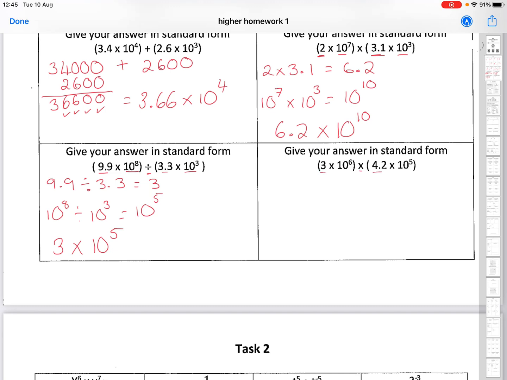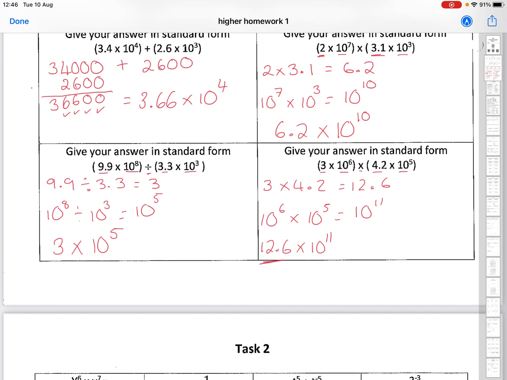Last one, we're multiplying. So we're going to multiply our two numbers. So we're going to do 3 times the 4.2, which is 12.6. Then we're going to multiply our powers. So we've got 10 to the power of 6 times 10 to the power of 5. When we're multiplying, we just add our numbers. So this is going to be 10 to the power of 11. We put them together, which is 12.6 times 10 to the power of 11.